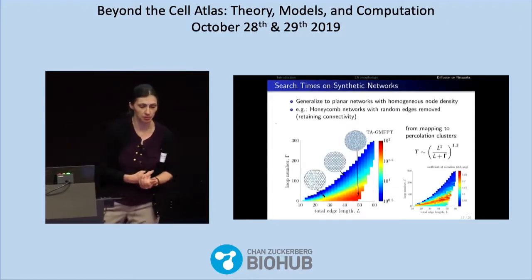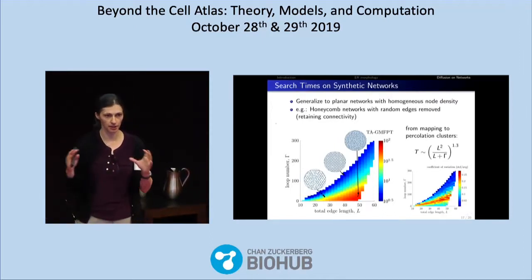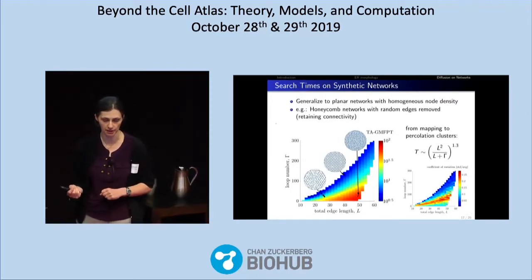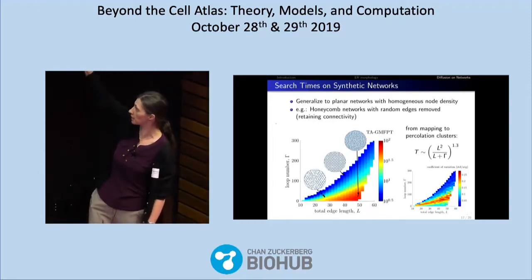And we can make that a little bit more formal by looking at synthetic networks. So if we now generate lots and lots of honeycomb network structures at different densities, different numbers of edges removed, we can thoroughly explore the whole space of total edge length and loop number.